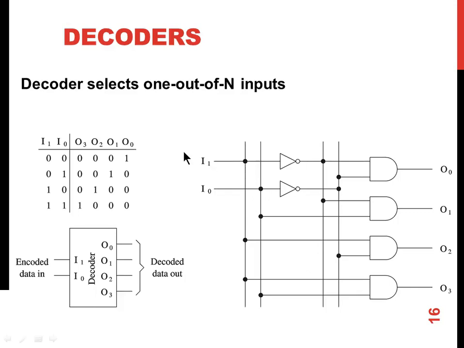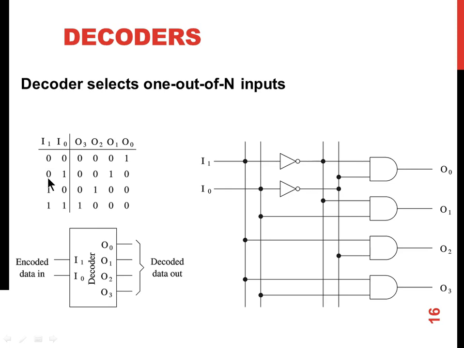We have decoders. The next combinational circuit is a decoder, where there are n number of inputs and 2 raised to n number of outputs. There are no select lines, just n inputs and 2 raised to n outputs.